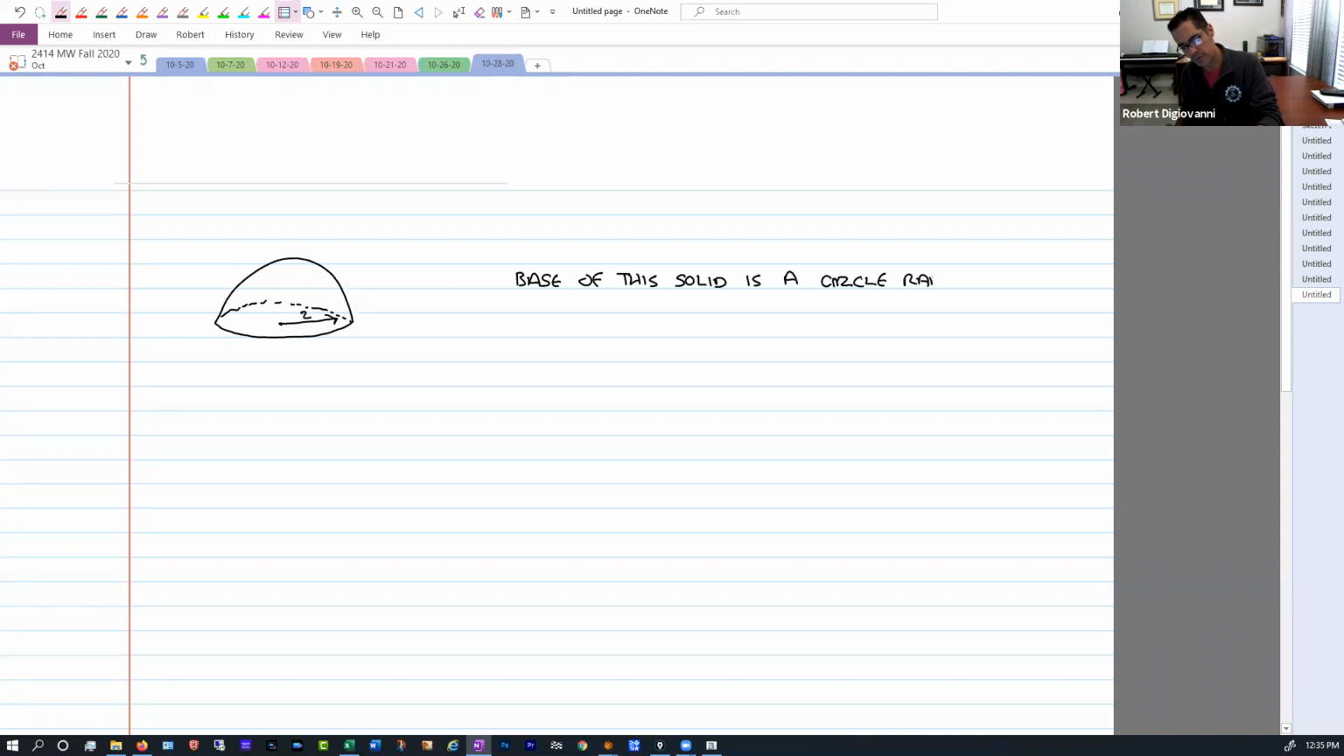solid ball that's been cut in half, right? So I have this solid ball that's cut in half, all right? So it's a golf ball, an orange, whatever, we've cut it in half, there it is. So would you agree that the base, and let me give it a radius, let's say 2. Would you agree that the base of this solid is a circle, radius 2? Would y'all agree with that?